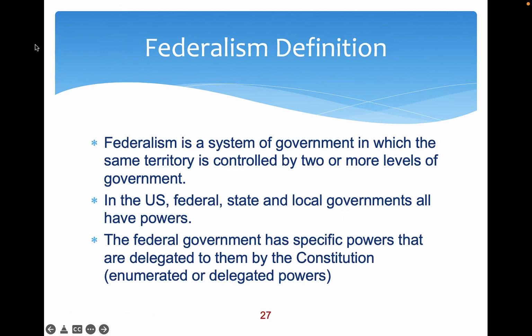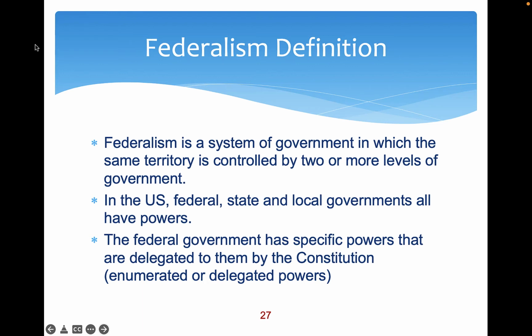So like I said, federalism is a system of government in which the same territory is controlled by two or more levels of government. So for example, in the United States, we have federal, state, and local governments that all have powers. Remember, the federal government is going to have very specific powers that are delegated to them by the Constitution. These are going to be called enumerated powers or delegated powers, and you can find them in the Constitution. I don't expect you to know each single enumerated power, but I do want you to be able to locate them and give the generalities of some of the things that are included.